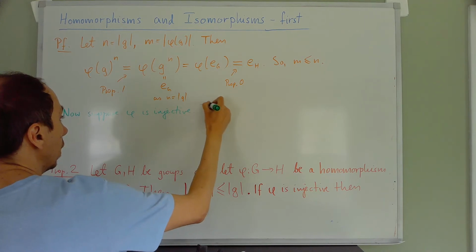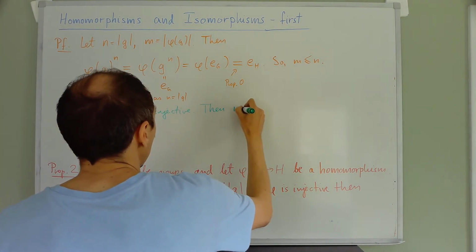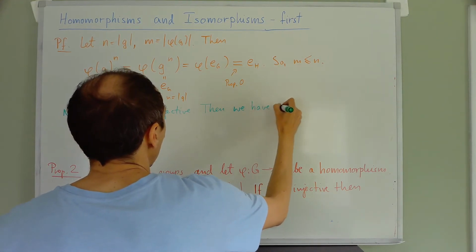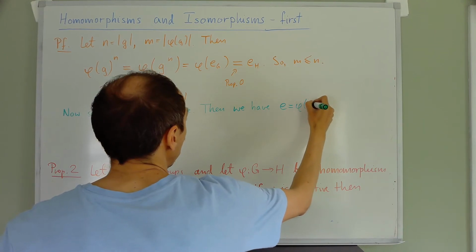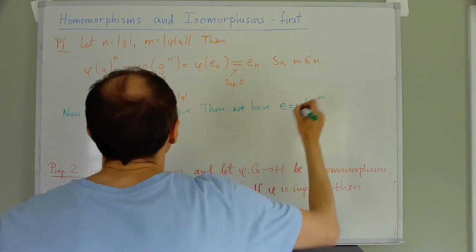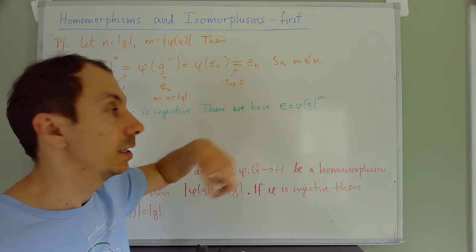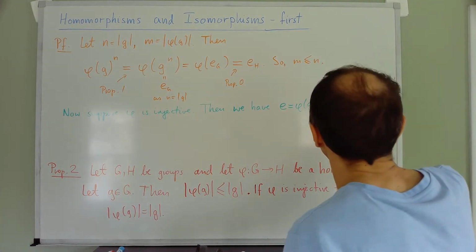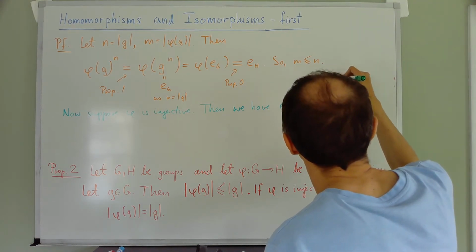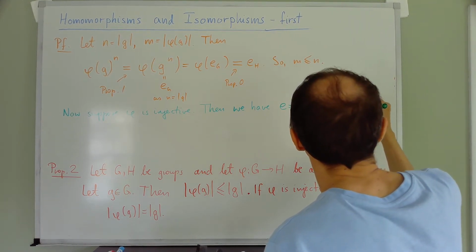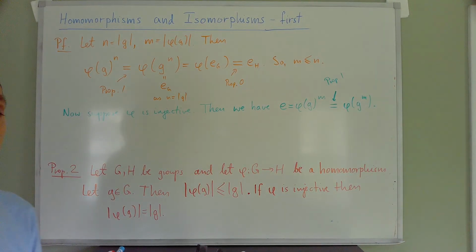Then we have, well, we definitely know that E is phi of G to the n. M is the order of phi of G. So if I raise phi of G to the m, I get the identity. And now by homomorphism, proposition 1, I know that this is phi of G to the m.